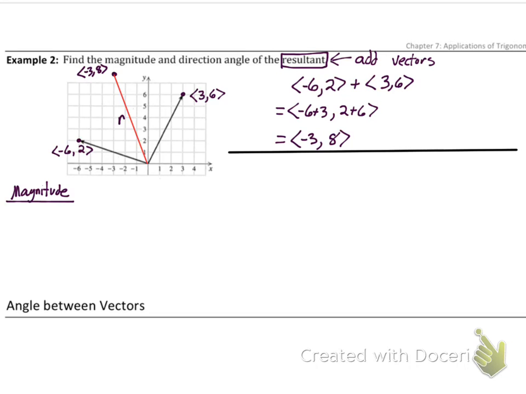To find my magnitude, we're just going to have r equals the square root of my a value squared plus my b value squared. Well, in this example, we're going to do r equals the square root of our a squared, which is negative 3 squared, plus our b, which is 8 squared, which means my r is going to equal 9 plus 64, which is going to be 73. So that is my magnitude.